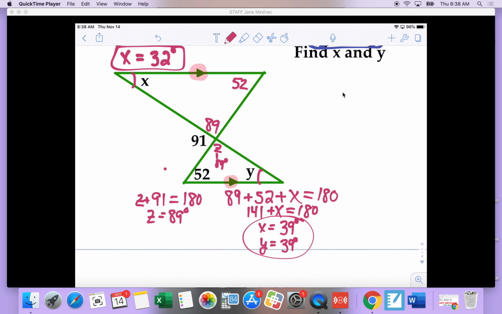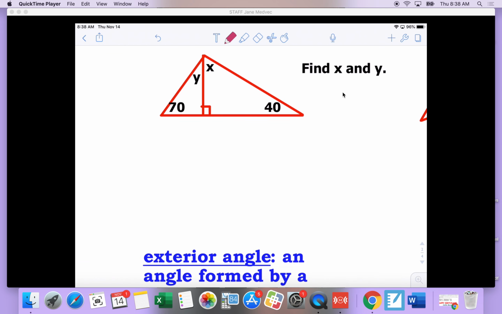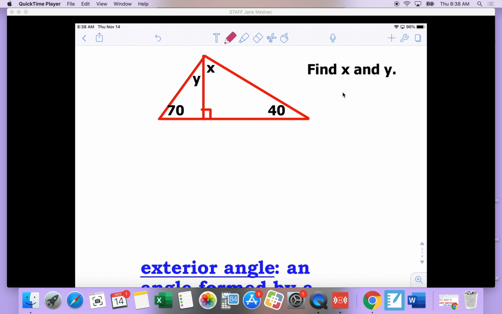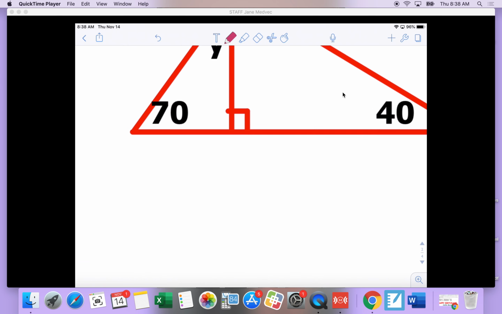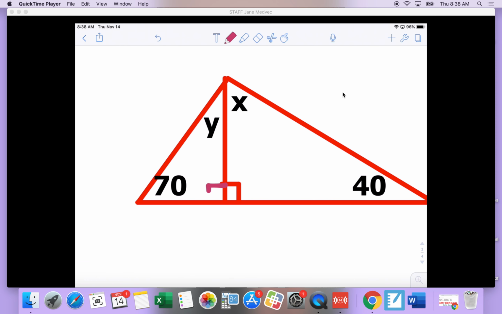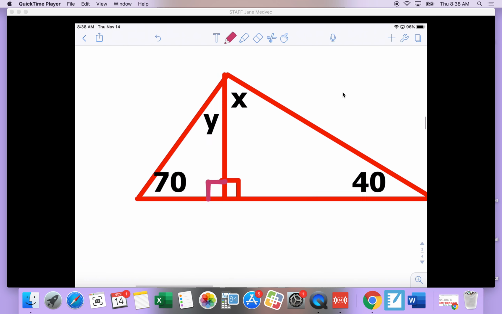Notice how once you figure one piece out, the rest kind of trickles down. That's very common with these types of problems. All right, let's look at this one. I've got a 90-degree angle. I know that if that's 90, this is also 90 because they're a linear pair, right? So how do I go about this then?